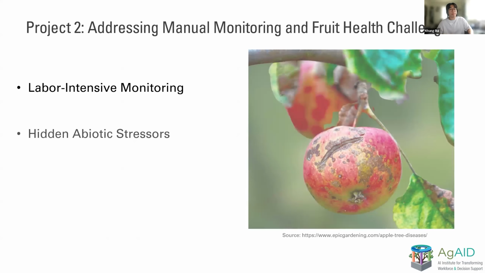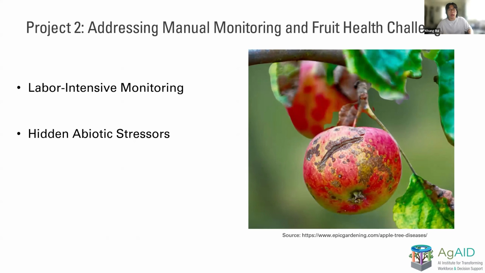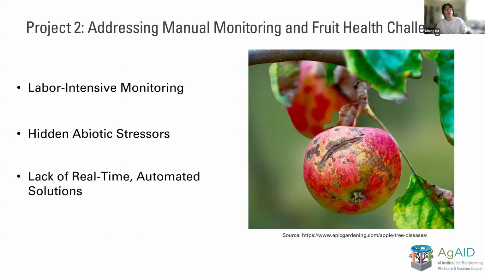But more importantly, many types of abiotic stress like sunburn, dehydration, or heat stress don't show up visibly until the damage is already done. And at that point, it's already late. And that's the problem we aim to mitigate with our orchard fruit analysis system, a solution designed to detect stress indicators early and automatically using vision and thermal sensing technology.